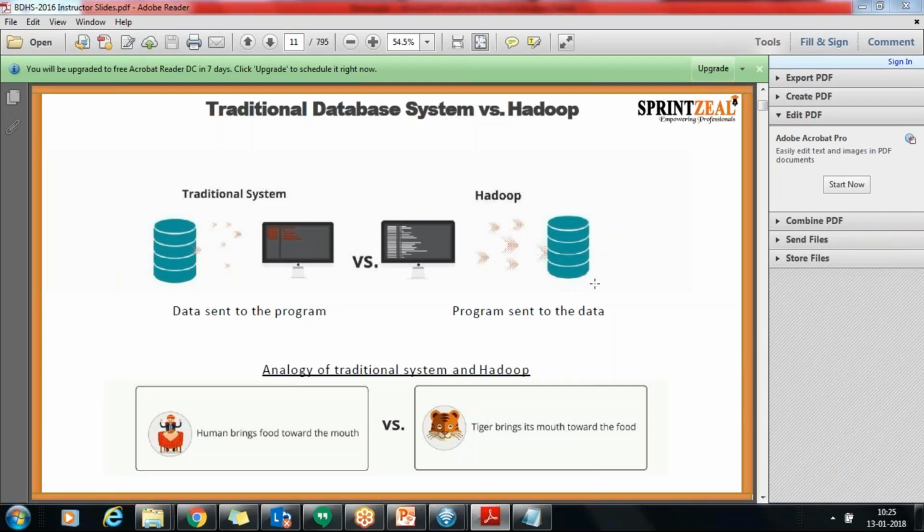So is this concept clear? Because that's a very fundamental difference between Hadoop and the traditional system.